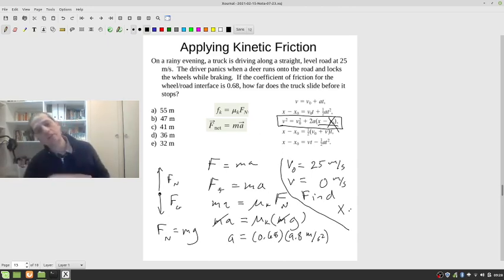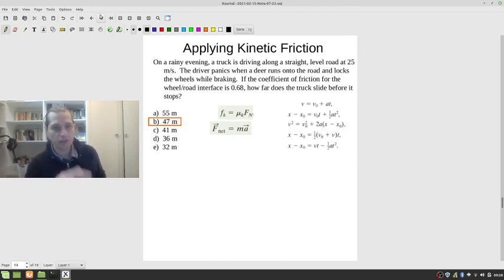Okay, so that's another good type of problem that you can do with this. I will let you finish that problem. The answer you should get is 47 meters. So give it a shot. See if you can finish that one, and hopefully that'll give you a little bit better understanding of our kinetic friction model.